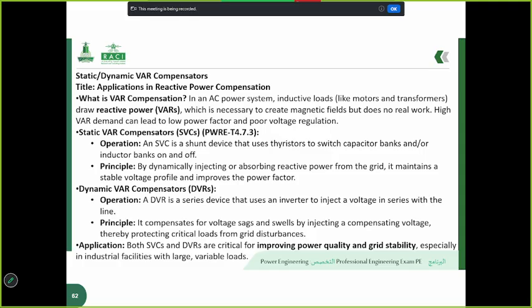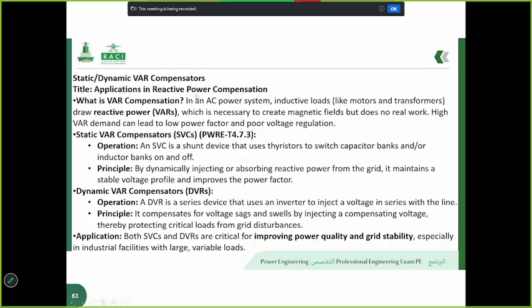So this protects critical and sensitive equipment such as that found in semiconductor manufacturing plants from the harmful effects of grid disturbances. Both SVC and DVR are vital for modern power quality management, ensuring the grid remains reliable and resilient. Okay, this slide also explains the crucial role of reactive power compensation and introduces two key devices used for these purposes, SVC and DVR.